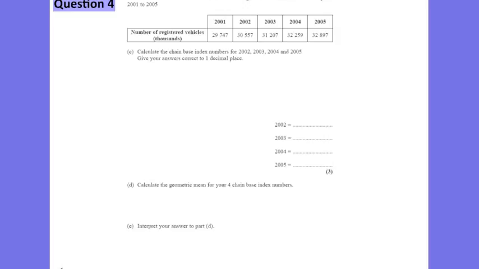Question number 4. The table shows information about the number of registered vehicles for each of the years 2001 to 2005. We're asked to calculate the chain base index numbers for each of the years 2002 to 2005, giving our answers correct to 1 decimal place. So taking our first value for 2002, we take our value in 2002. We divide by the previous year. And we times by 100. Our first value here, 102.7.